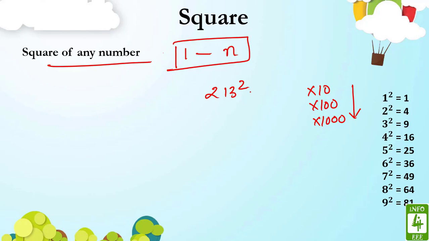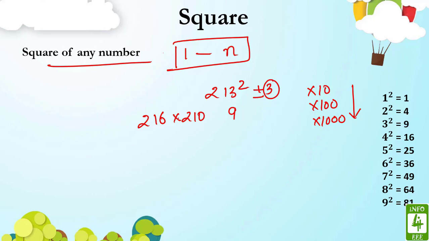If you want to make a multiple of 10, the closest tens multiple is 210. So for making 210, you need to subtract 3. Whatever you subtract, you need to add as well. So if you add 3, it will become 216. If you subtract 3, it will become 210. Whatever you add and subtract, you should know its square. So the square of 3 is 9.